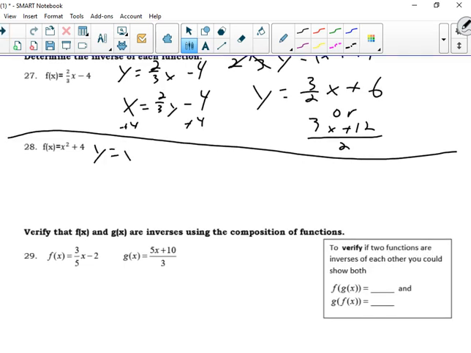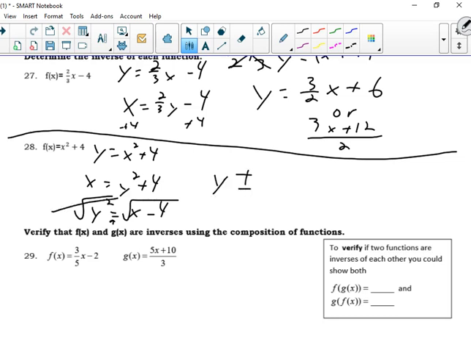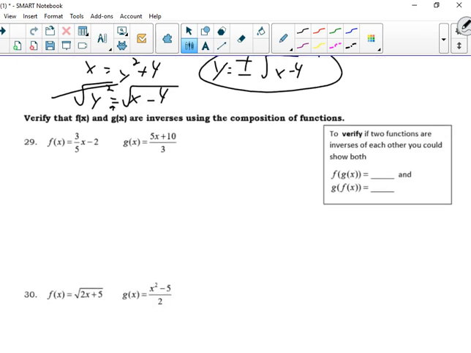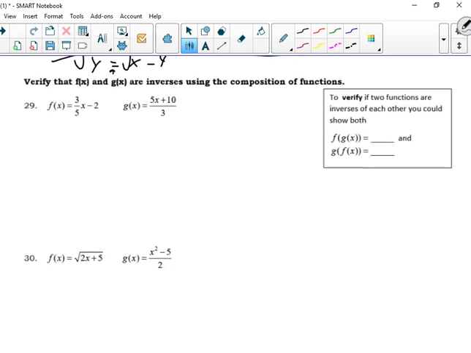Again, y equals x squared plus 4. Switch them. X equals y squared plus 4. Minus 4, y squared equals x minus 4. I need to undo the squaring by square rooting. Remember, anytime I square root with an equal sign, I'm going to need a plus or minus in my answer. So square root of y squared is just y. Equals plus or minus, just that's it, x minus 4. Finished. All I need to do. Easy peasy.